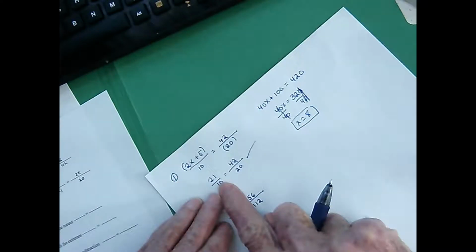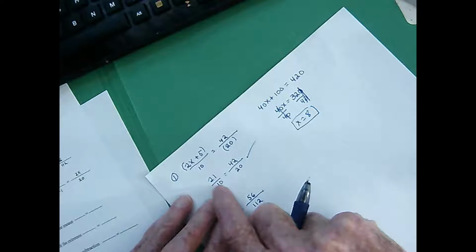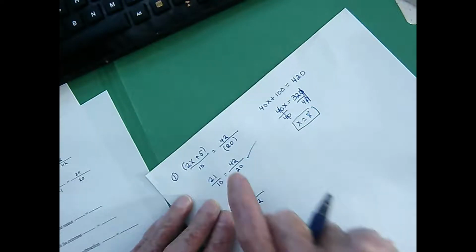I can see if I doubled the 10, I would double the 21 to become a 42. So I know that this is a valid proportion. The cross products are equal also. 42 times 10 is equal to 21 times 20.